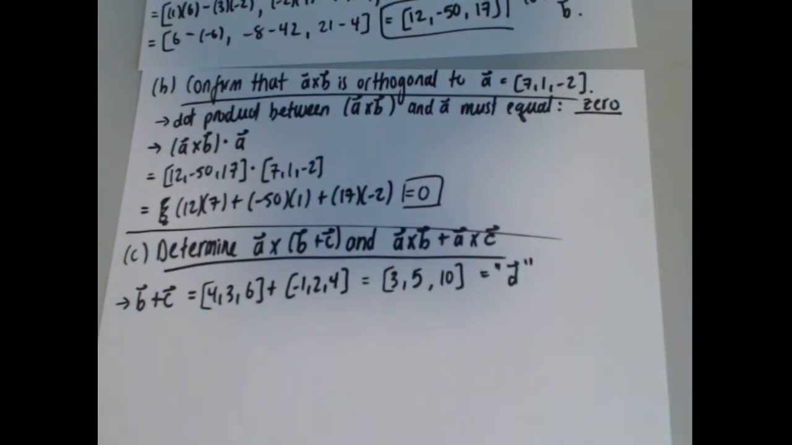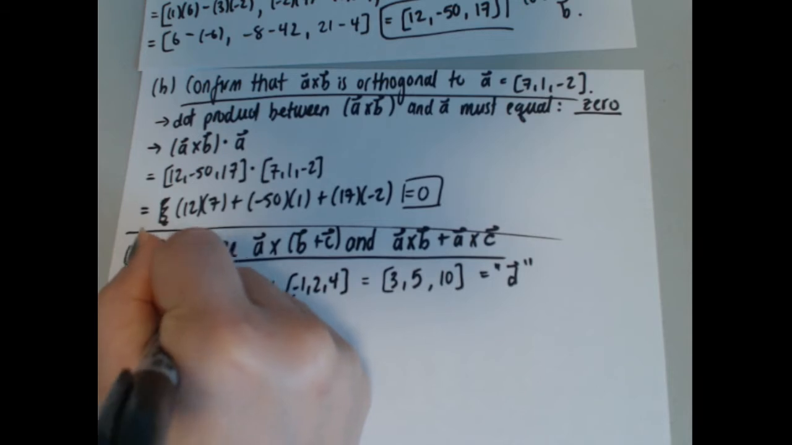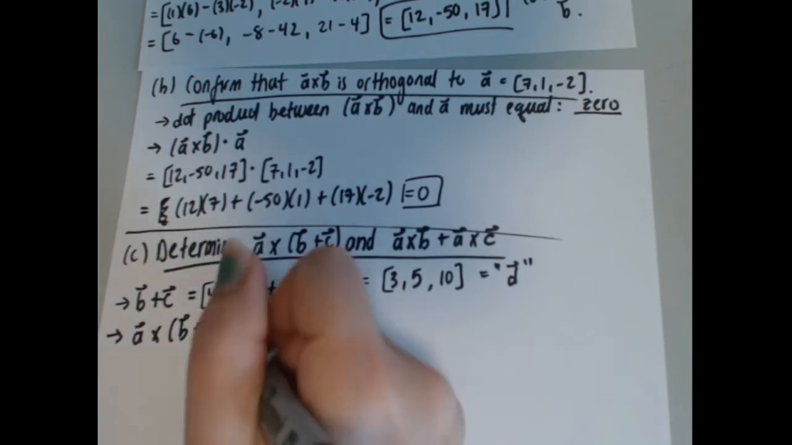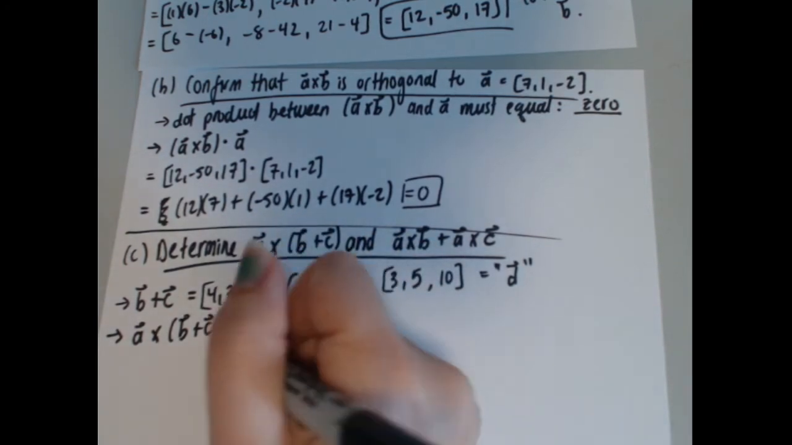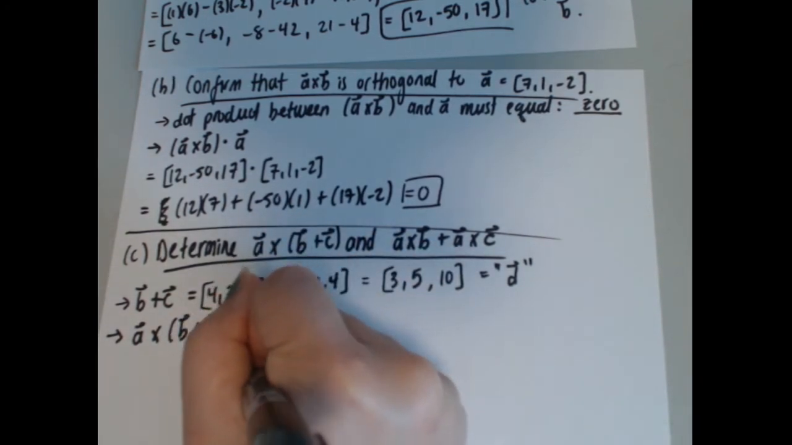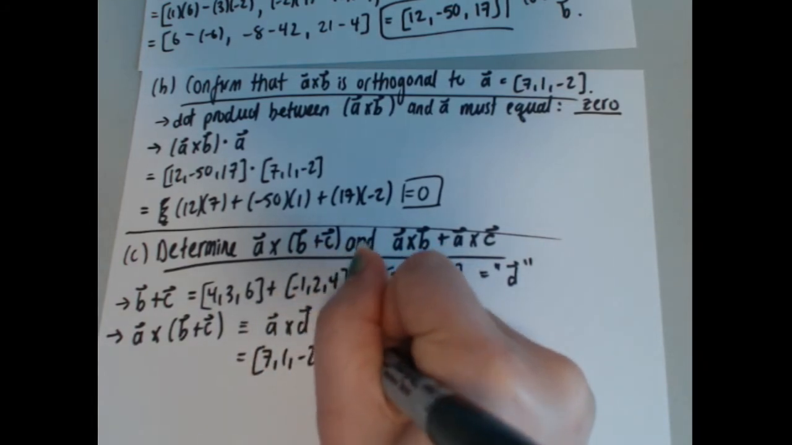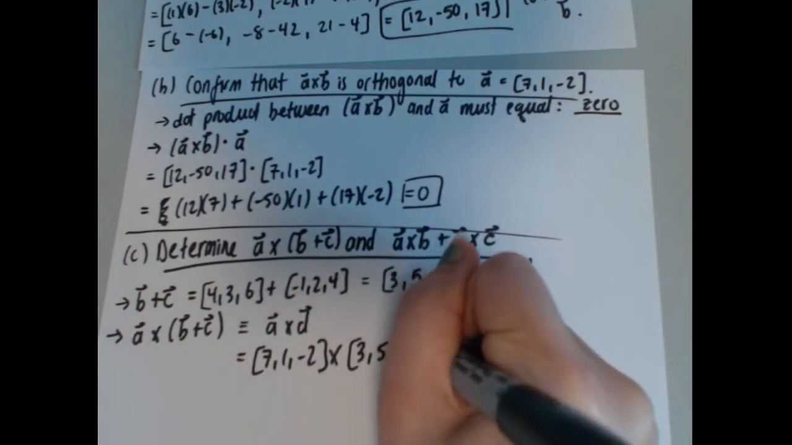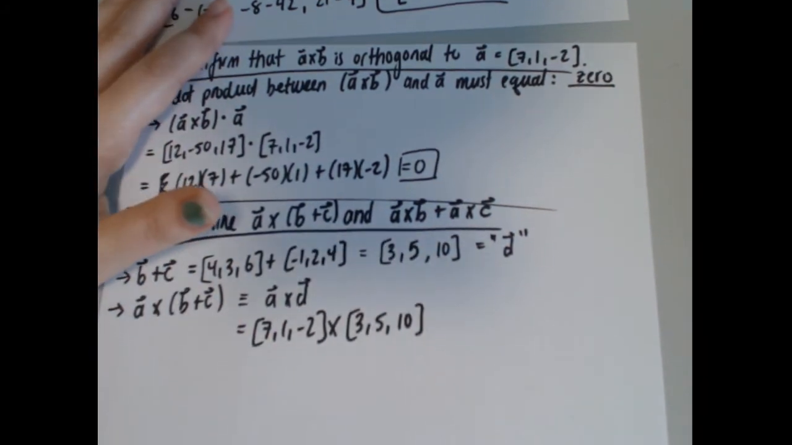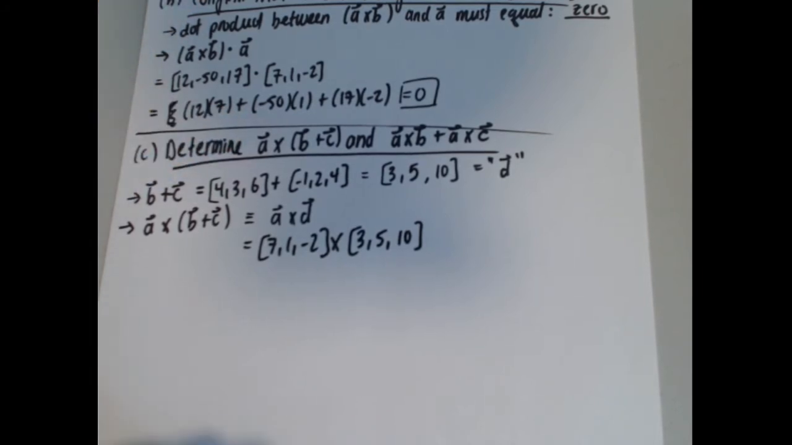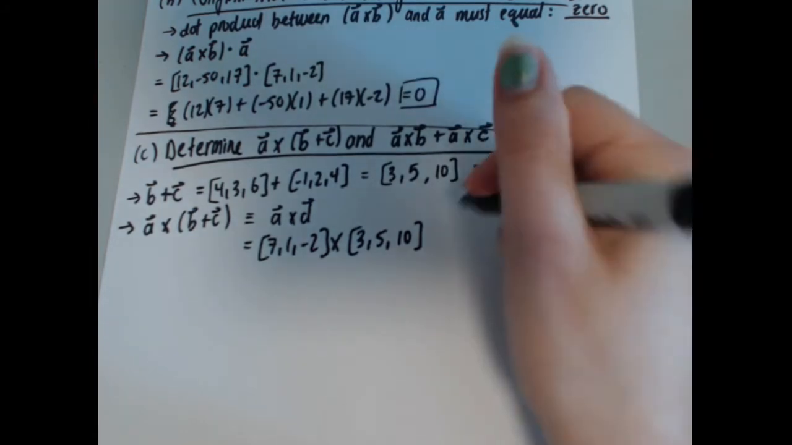It's a new vector. And now we are going to take the cross product. So A cross B plus C. This is the same thing as A cross D. Okay, so effectively what I'm doing is 7, 1, minus 2 cross with 3, 5, 10. Now, I'm going to use my handy dandy method to figure out how to do this. So let's go ahead and set up our cross product. I'm going to do it here a little bit smaller. Hopefully you can make it out okay.